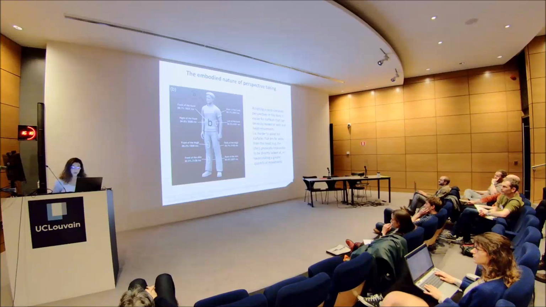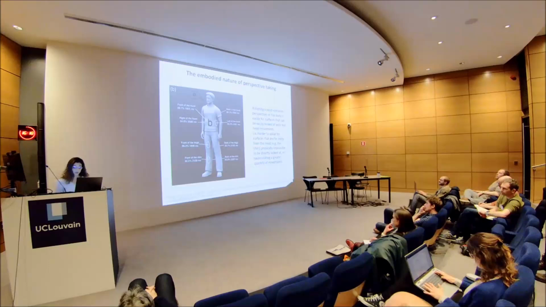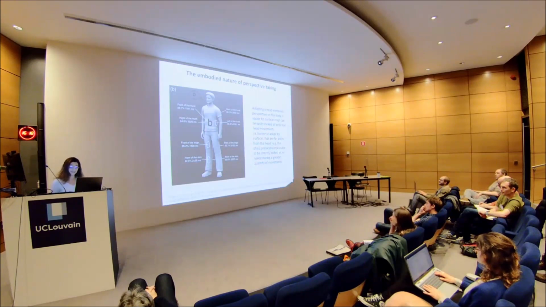So from the results, we can see that adopting a head-centered perspective on the body is easier for surfaces that can be easily looked at with real movements, such as the front of the trunk. It is harder for surfaces that are far away from the head, such as the shin. It's also harder for surfaces that are physically impossible to be directly looked at, such as the back, or necessitating a greater quantity of movement, such as the front of the shin.